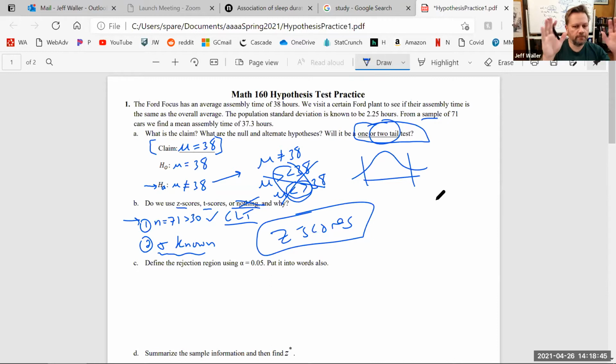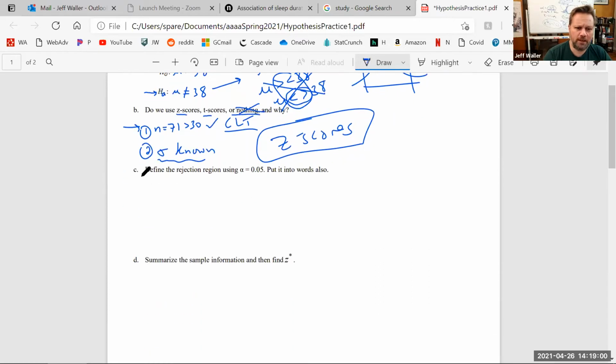All right, now please let me know if anything's not making sense. Okay. Define the rejection region using alpha equal to 0.05. So how many tail test? Two. It's a two-tail test. Alpha is 0.05. So now you know where to look on your T-score chart.